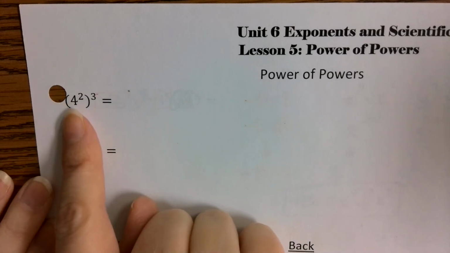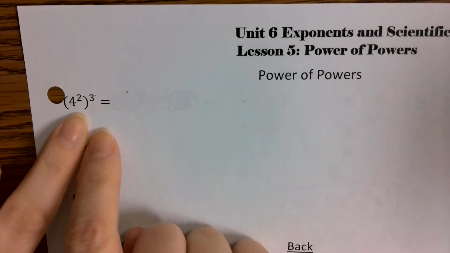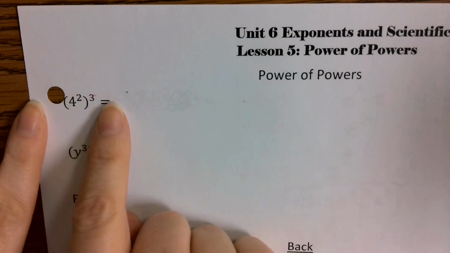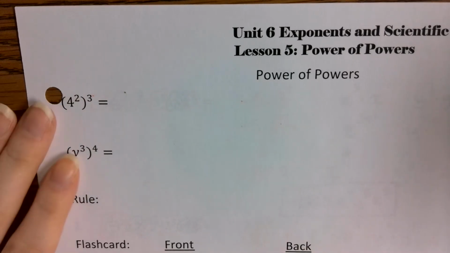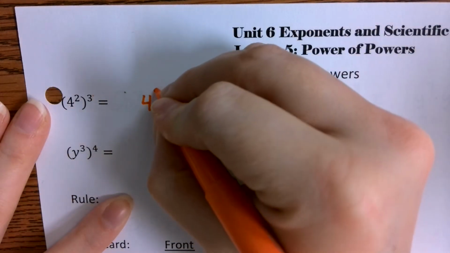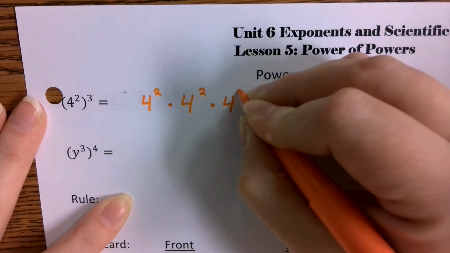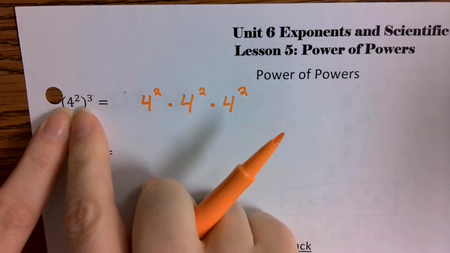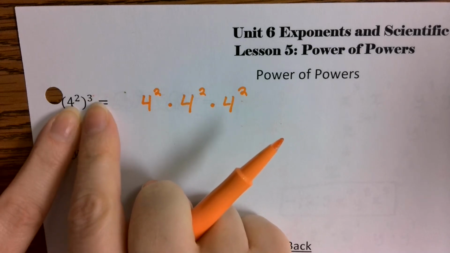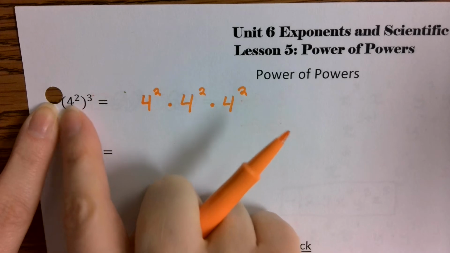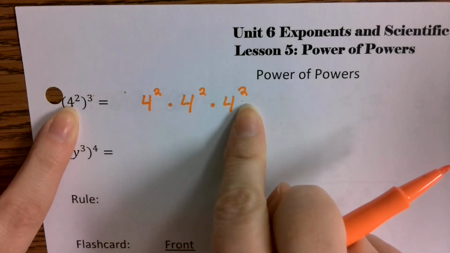But here, you don't have multiples of the same base. You just have one base. But that one base has more than one exponent. So if we were to write that out, it would look like 4 to the 2nd times 4 to the 2nd times 4 to the 2nd. Right? We're taking this value, 4 to the 2nd, and we're raising it to the 3rd power. So it's repeating. This 4 to the 2nd happens to be our base, and that base is repeating 3 times.